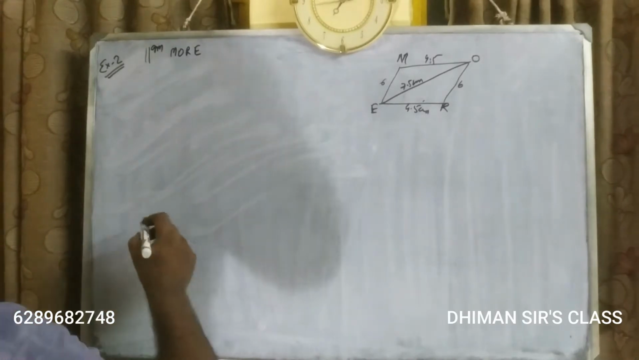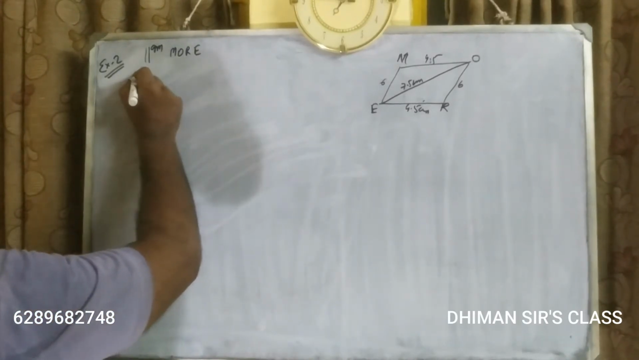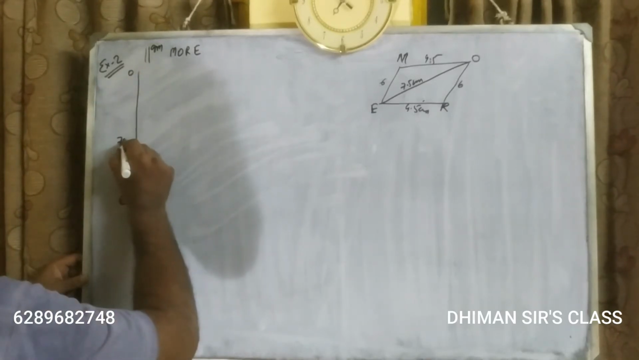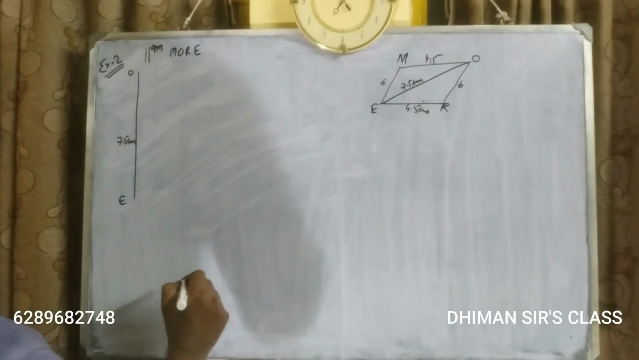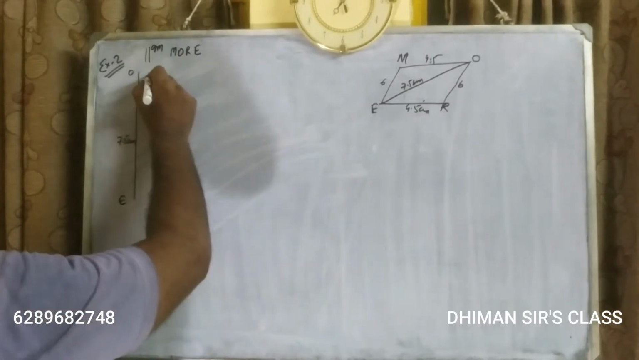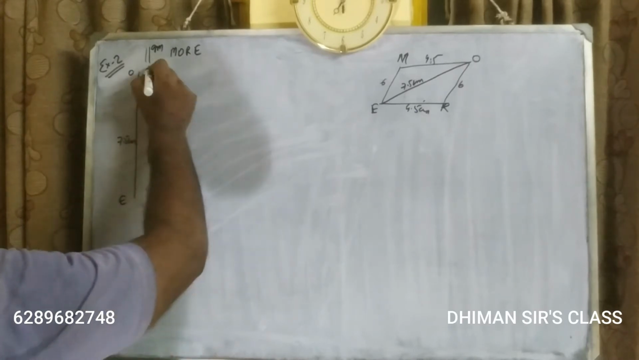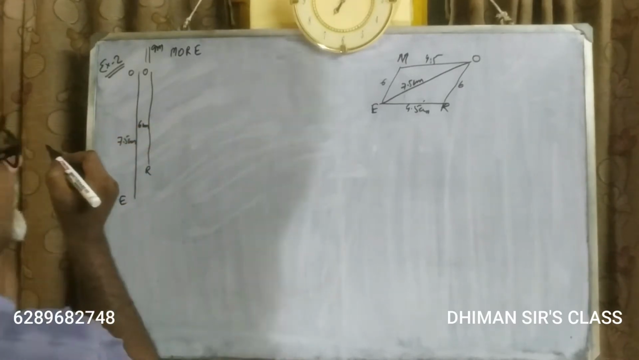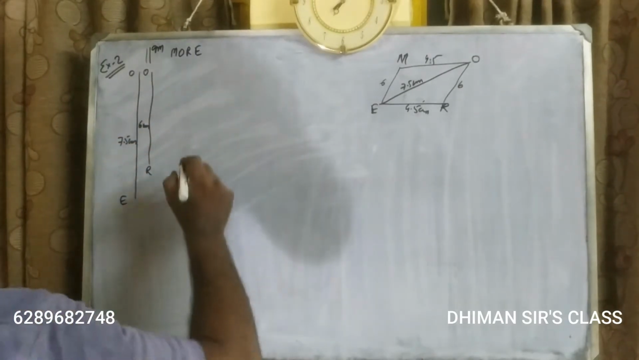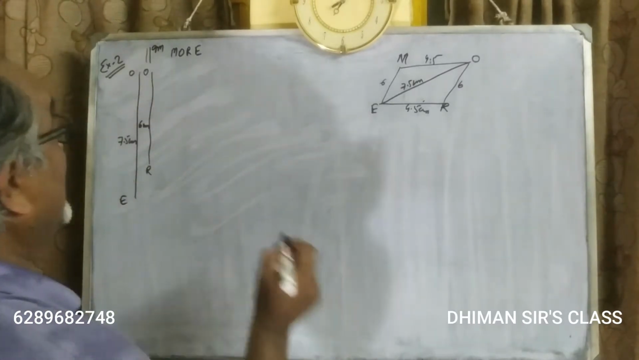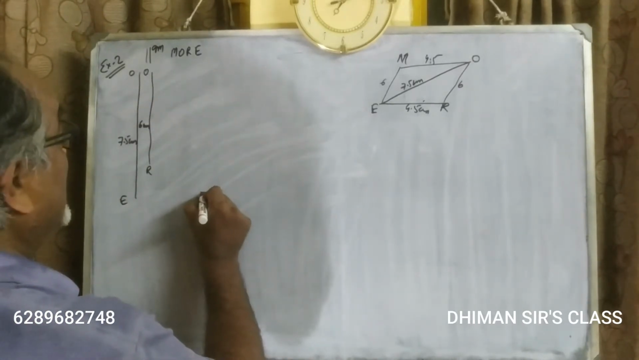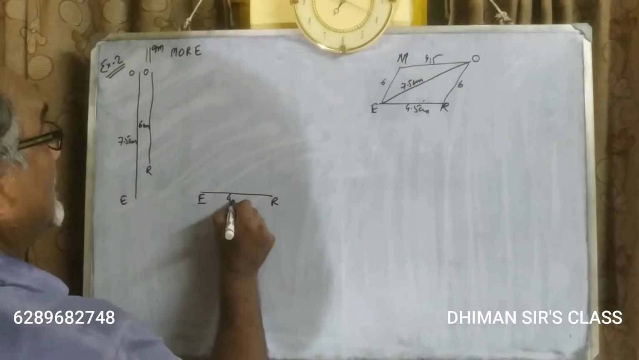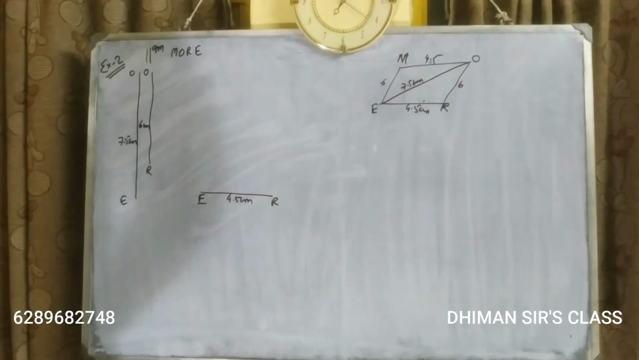So let us do 7.5 centimeter OE. OE 7.5 centimeter. Then 6 centimeter is OR. OR 6 centimeter, and then finally ER 4.5 centimeter. No need of drawing that here, straight cut 4.5 centimeter ER.